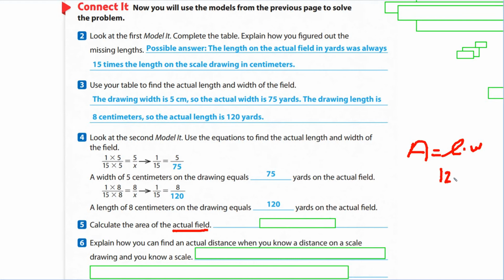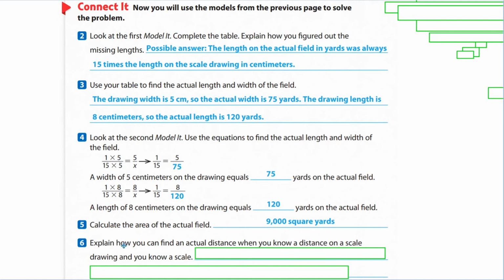So the length is 120, and the width is 75. And when you multiply them, hopefully you guys got 9,000 square yards. Remember, the units are important. We're talking about the actual field, which is measured in yards.